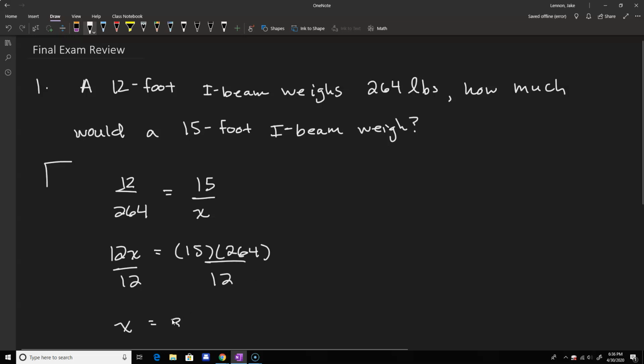So the ratio was pretty simple to solve. We just need to make sure the corresponding units are in the corresponding parts of the fraction. Meaning 12 feet was on top on the left, so 15 feet was on top on the right. 264 represents pounds, so when we solve for x, that will also be in pounds.